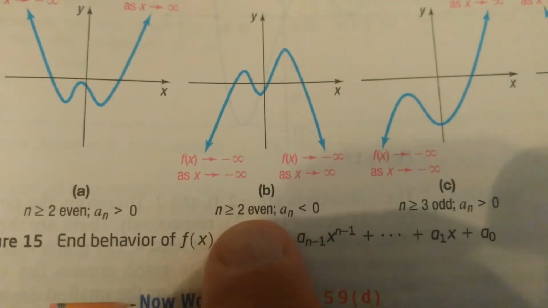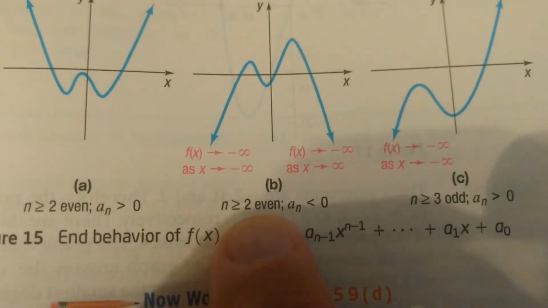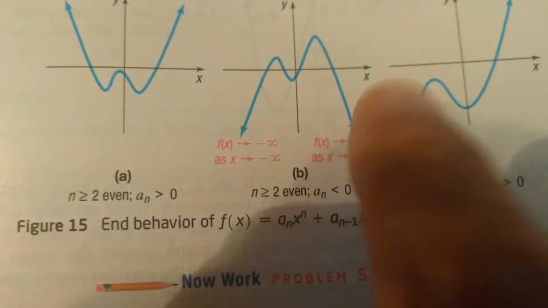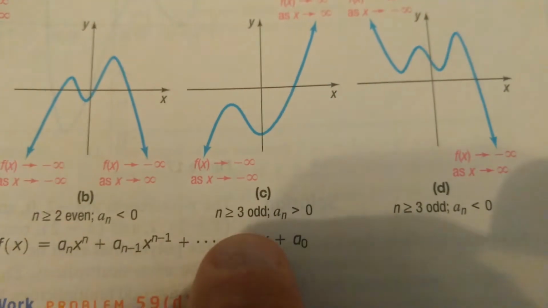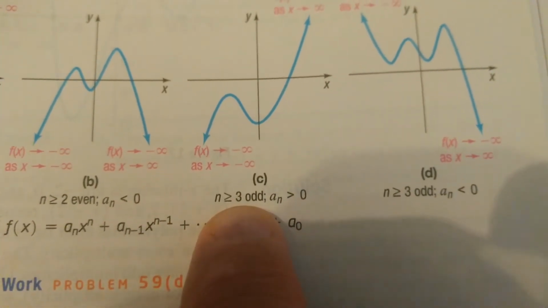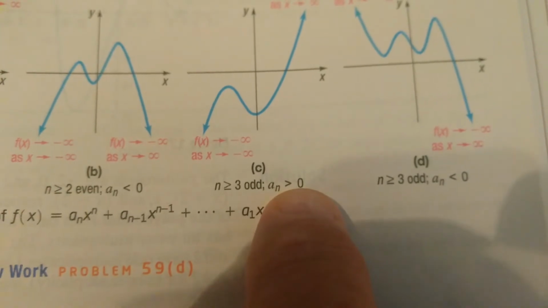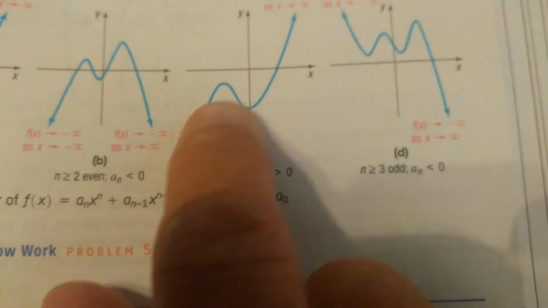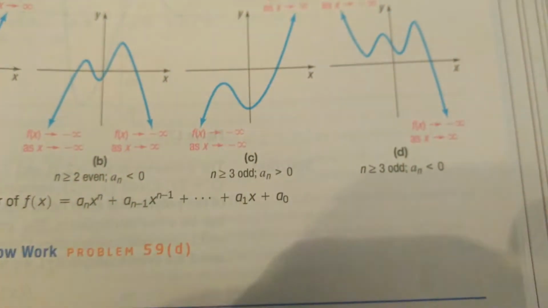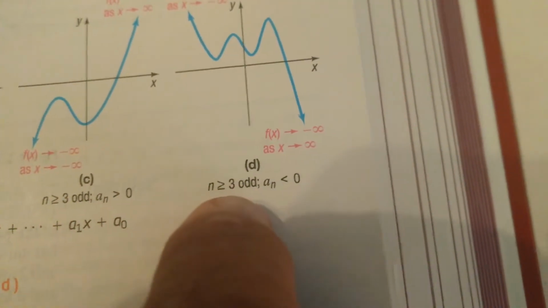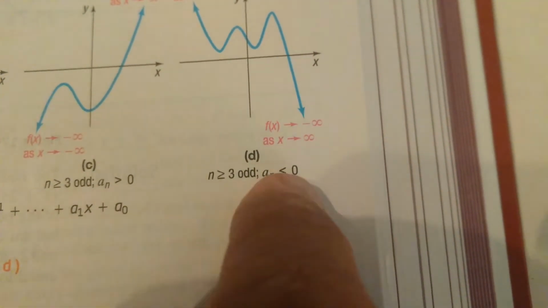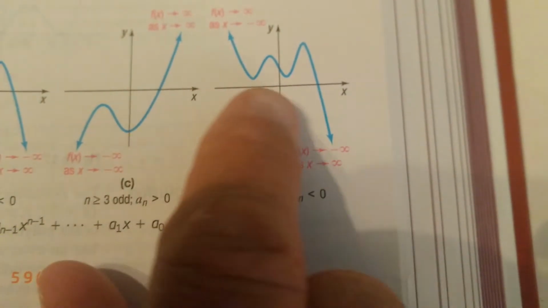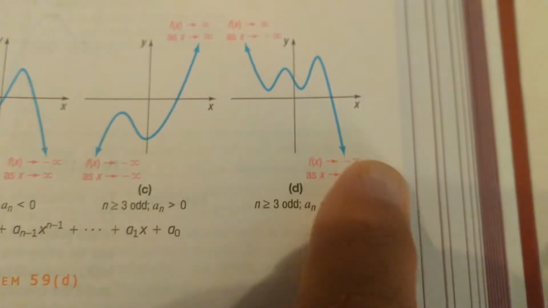If my leading exponent is even, but my leading coefficient is negative, both end behaviors go down. If my leading exponent is odd and my leading coefficient is positive, the left side goes down, the right side goes up. Think of it as a positive slope. If my leading exponent is odd, but my leading coefficient is negative, then it goes up on the left, down on the right. Think of it as a negative slope.